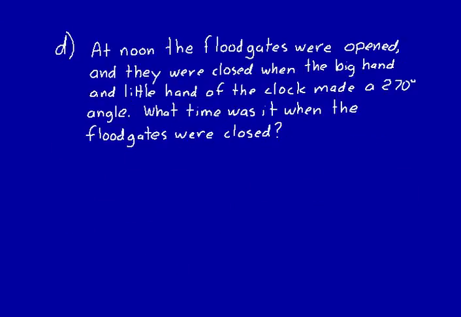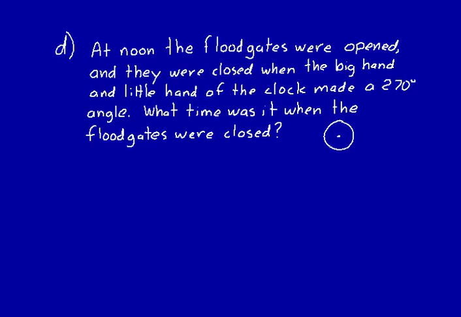Let's go ahead and do one more problem. Let's read this one through. At noon, the floodgates were opened and they were closed when the big hand and little hand of the clock made a 270-degree angle. What time was it when the floodgates were closed? Well, let's just think about it. Think about a clock, and we'll use some observation here to help us think about the problem or do some pictures to make an analogous situation.